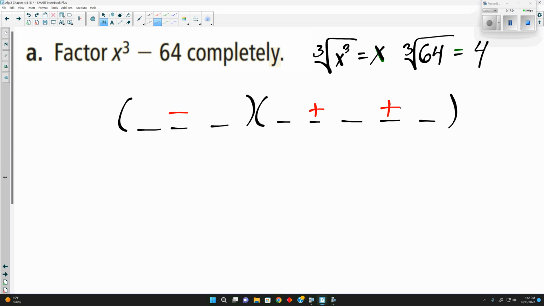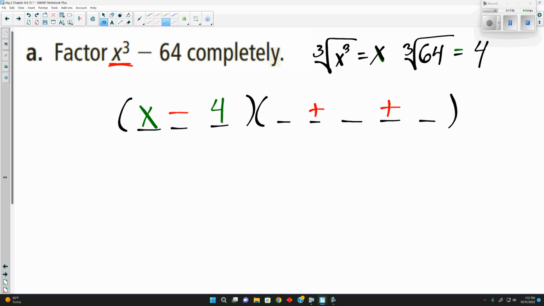I will tell you this, with any of these here, we will have 2 pluses and 1 minus. It will always be 2 and 1. There will never be a time where it's 3 pluses or 3 minuses. It's always going to be 2 and 1. Now our A term in this case is x, because A is always going to come first. So we'd have x. Our B term is 4. So our first parenthesis is going to be just x minus 4.